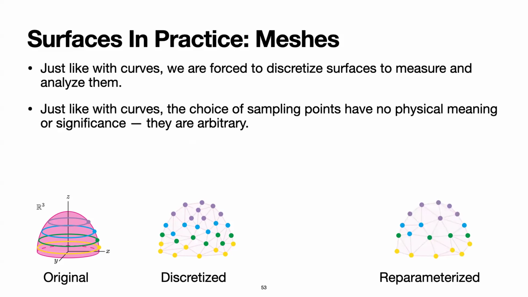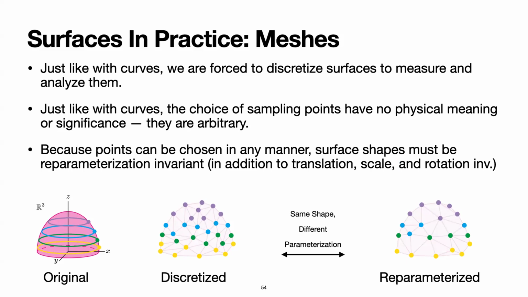And just like with curves, the choice of sampling points has no physical meaning or significance. It's arbitrary. And we want two objects with different parameterization, but the same shape, to be measured the same. So here, there are fewer vertices, and also the face connection between the vertices is different than over there. So that's a different parameterization, but we want it to be measured as the same shape.